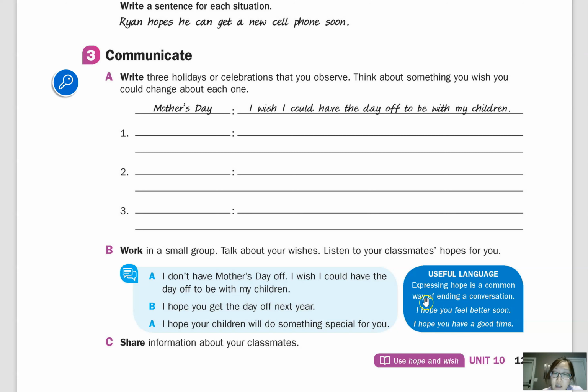But for our exercise, you don't have to do that, unless you're with someone you want to practice the conversation with. But for our purposes, you can just write sentences about something you wish you could change. So you're going to use wish in this case, okay, instead of hope. Now let me give another example.